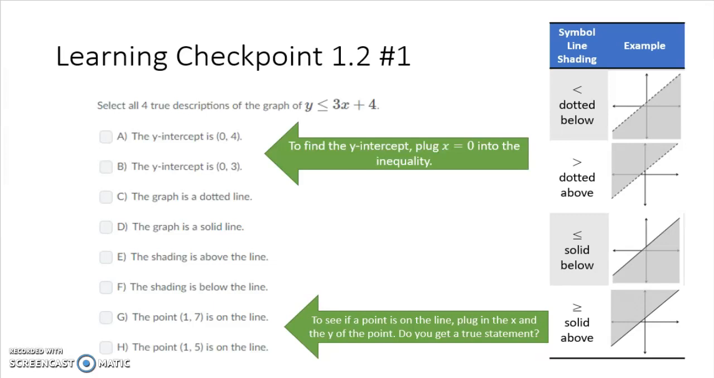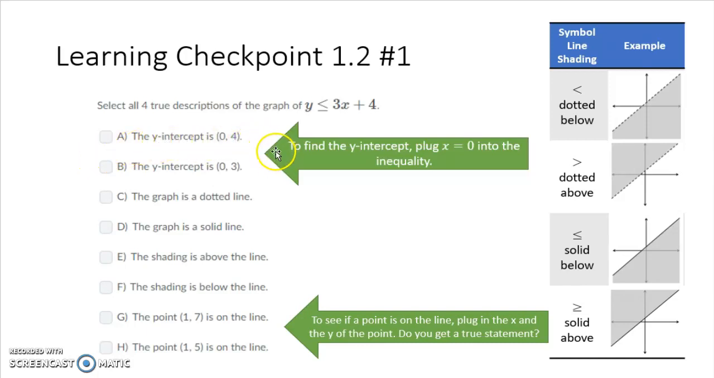Now you have a lot of choices going on, but the instructions tell you to select all 4 of the true descriptions. So these answer choices happen to be set up in pairs for you. So we'll go ahead and start with deciding between choices A and B. Those are about the y-intercept. Your choices are the y-intercept is either (0, 4) or (0, 3).